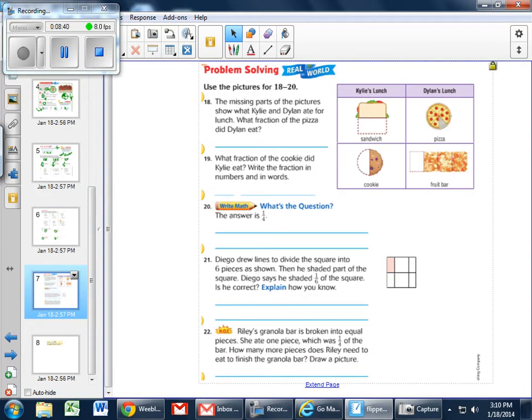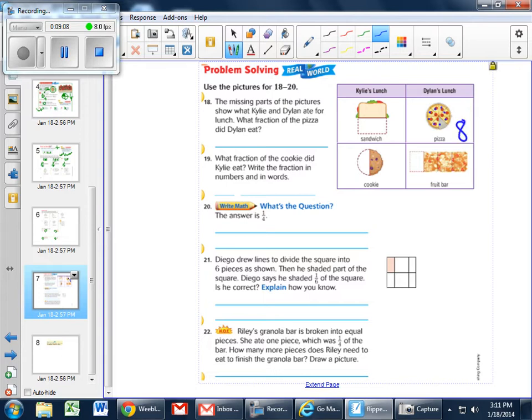Use the picture for 18 through 20, and they are all food. We have Kyle's lunch. Kyle looks like he had a portion of a sandwich and a cookie. And Dylan's lunch, he had a portion of a pizza and a portion of a fruit bar. Number 18, the missing parts of the picture show what Kyle and Dylan ate for lunch. What fraction of the pizza did Dylan eat? So if we look at the pizza, we need to count how many pieces he had. 1, 2, 3, 4, 5, 6, 7, 8. There were 8 total pieces. How many did he eat was 1. So he ate 1 out of 8. So he ate 1/8 of the pizza.